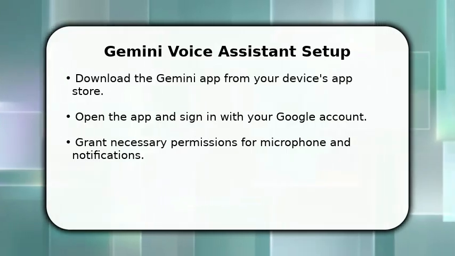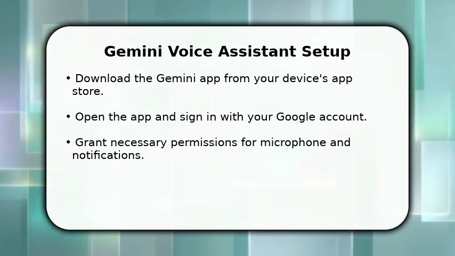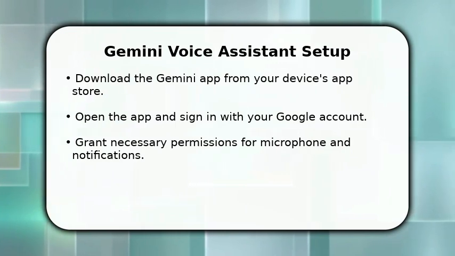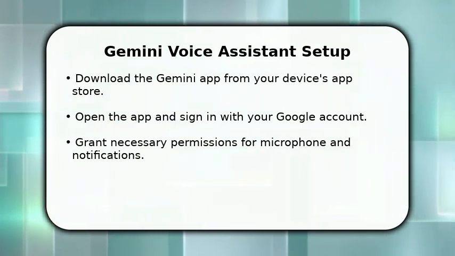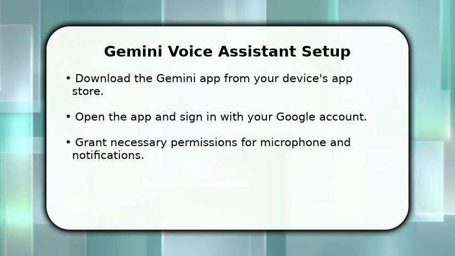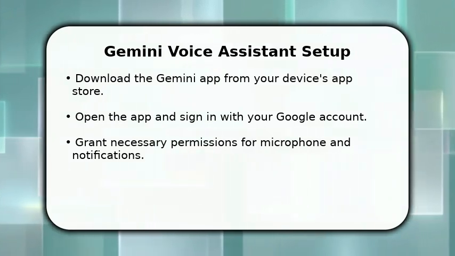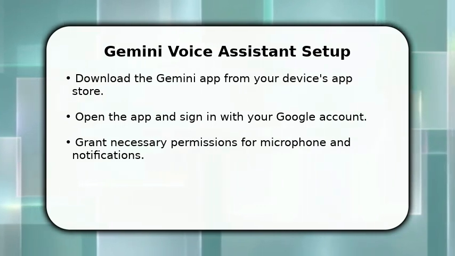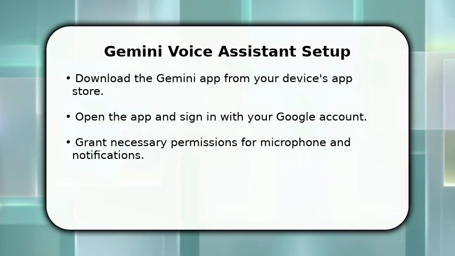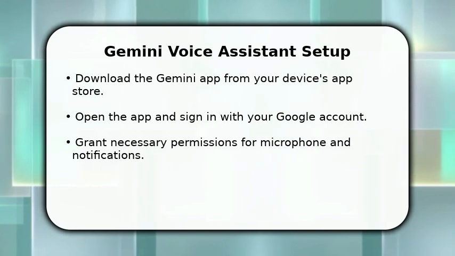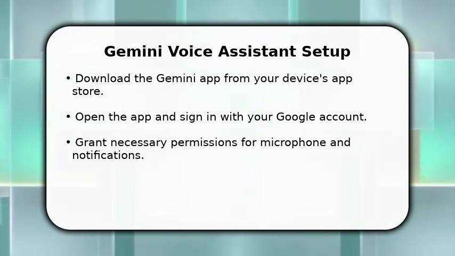In this video, I will explain how to set up Gemini Voice Assistant. First, download the Gemini app from your device's App Store. Once installed, open the app and sign in using your Google account. You'll then be prompted to grant essential permissions, like access to your microphone and notifications, which are crucial for Gemini to function properly. Follow the on-screen instructions to complete the initial setup process smoothly.